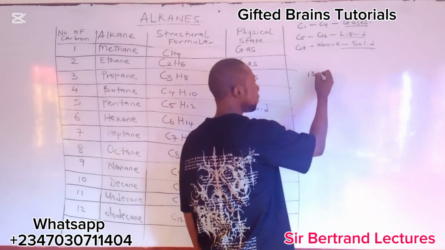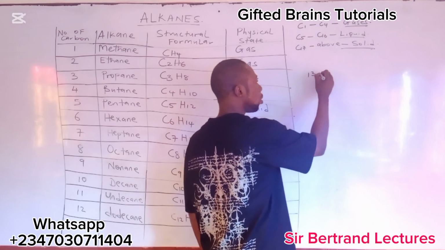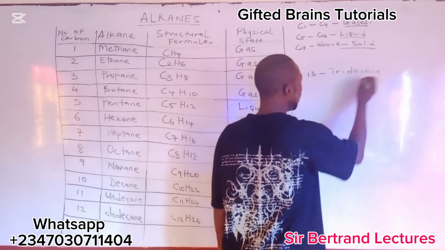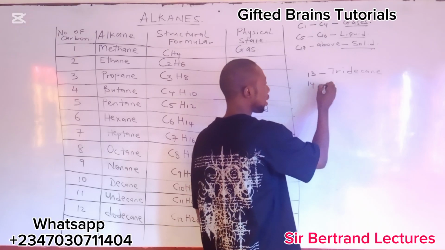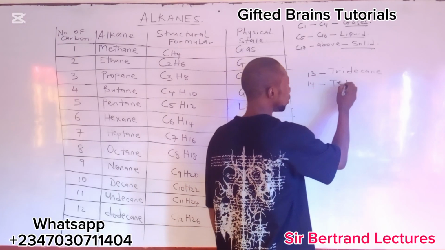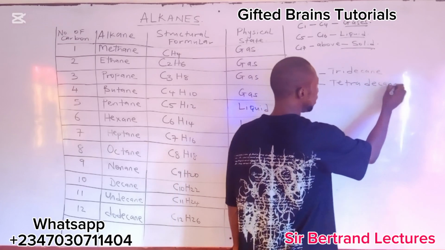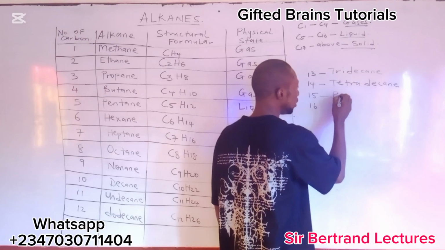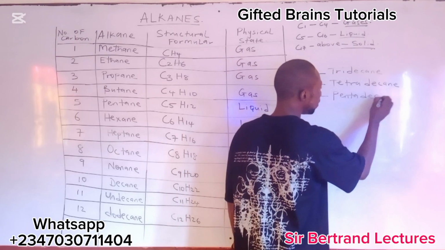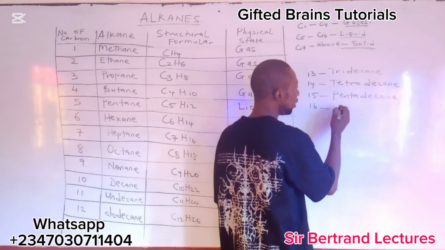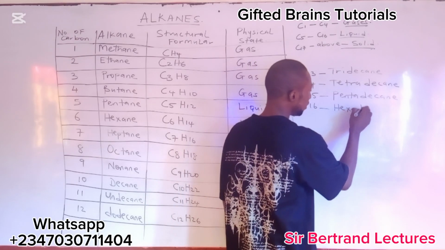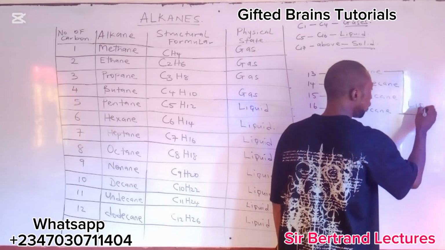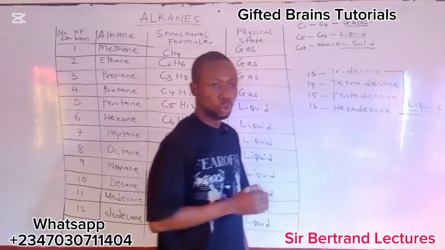13 carbon atoms, alkanes with 13 carbon atoms are known as tridecane. 14 carbon atoms are known as tetradecane. 15 is pentadecane. 16 is hexadecane, and all of them are liquid in their physical states.